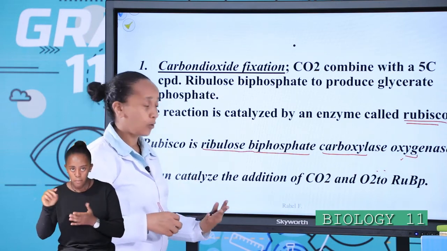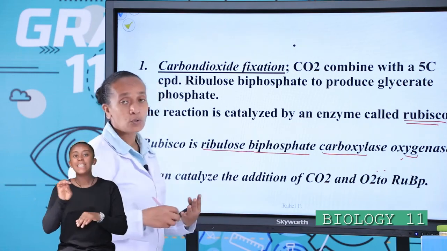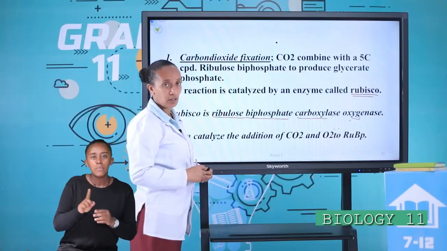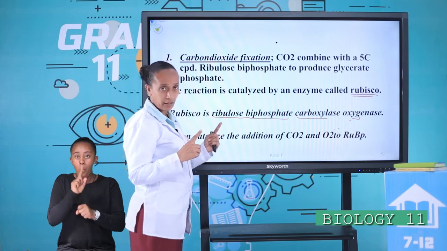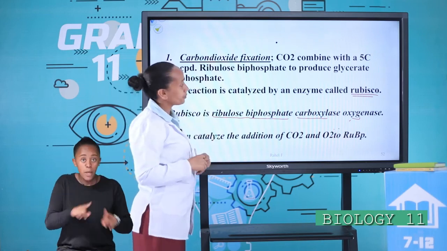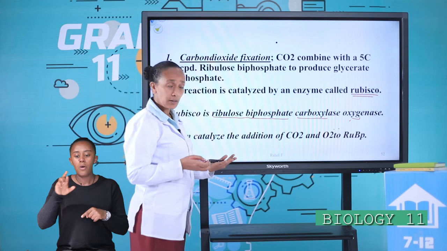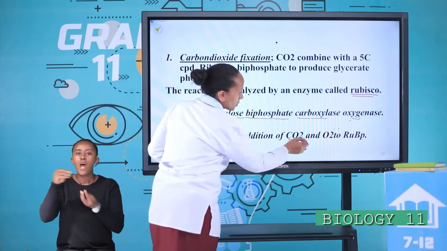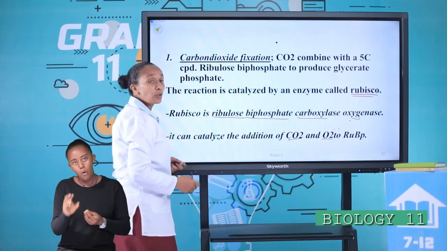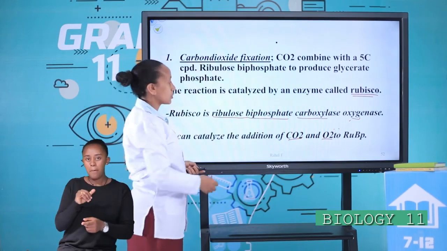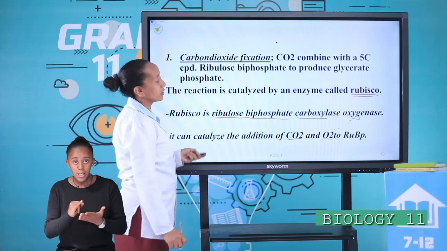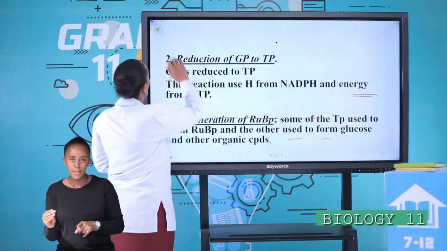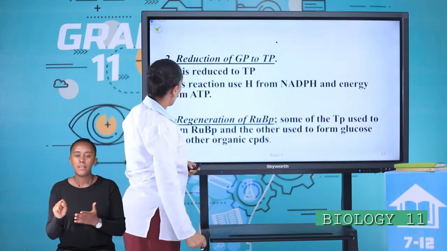But from our knowledge of enzymes, we know that enzymes are specific in their action. One enzyme for one reaction. But when we come to Rubisco, it is exceptional. It can catalyze both the addition of carbon dioxide or oxygen to the same substrate. That's why it is unique, and we take it as a unique type of enzyme.